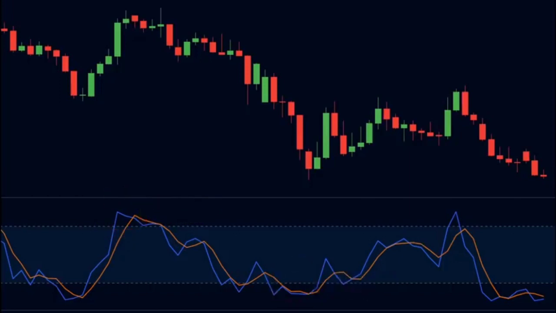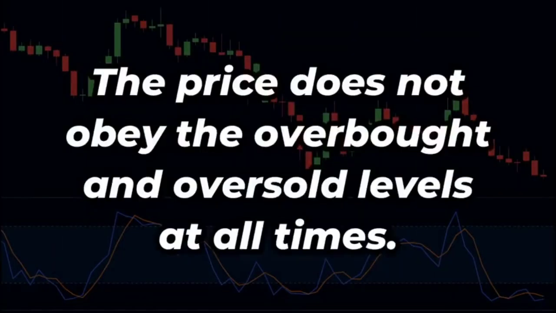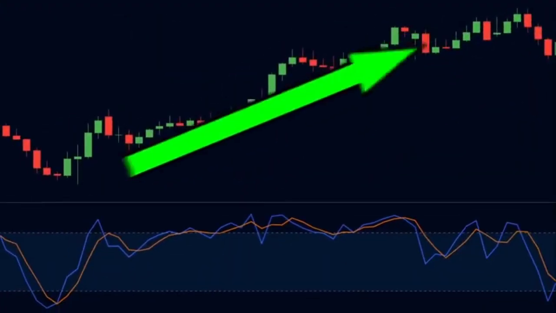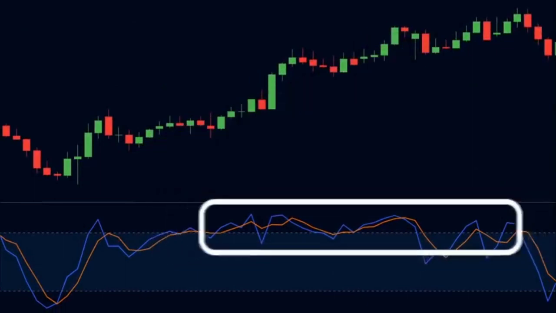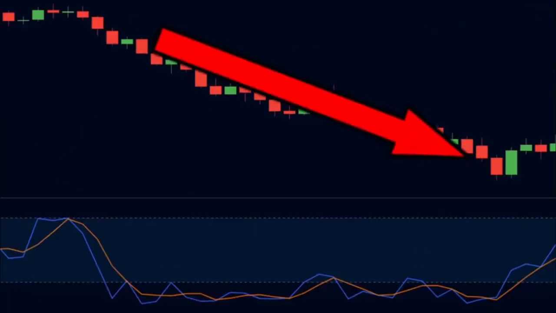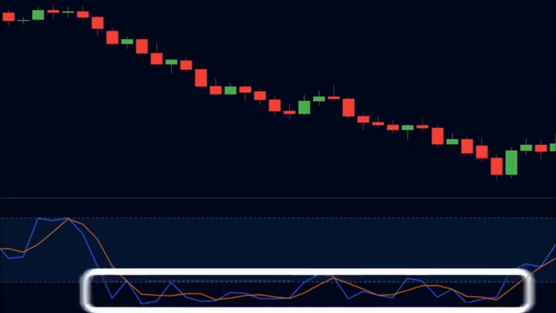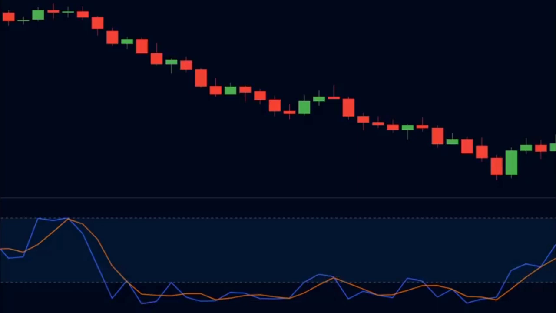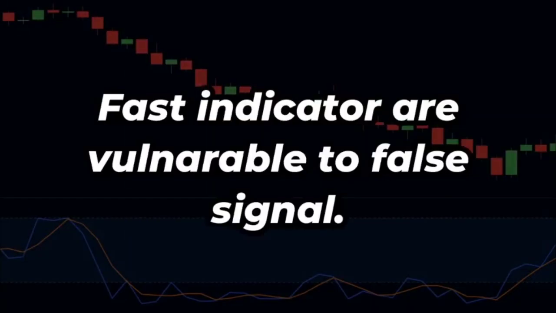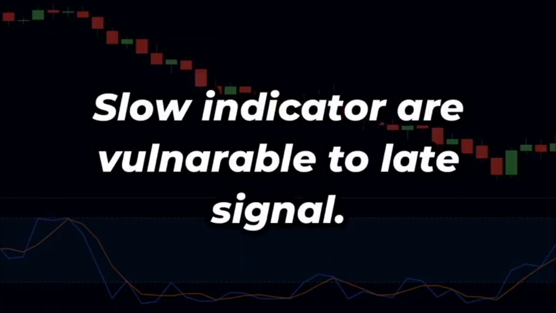So, a great strategy would be to sell when the stochastic goes overbought, and buy when it turns oversold. Now, while that strategy may sound good in theory, in real life, the price does not obey the overbought-oversold conditions at all times. So sometimes, in a strong uptrend, the stochastic may remain overbought for extended periods without any downside move. Similarly, in a strong downtrend, the stochastic may remain oversold for a long period of time without any upside move. This is simply because the stochastic is a fast indicator. And always remember, fast indicators are vulnerable to false signals, while slow indicators are vulnerable to late signals.